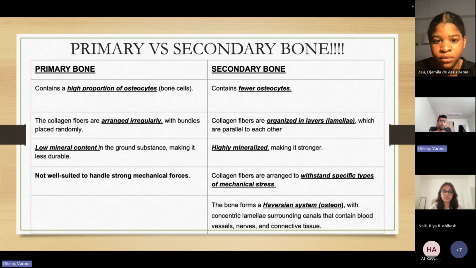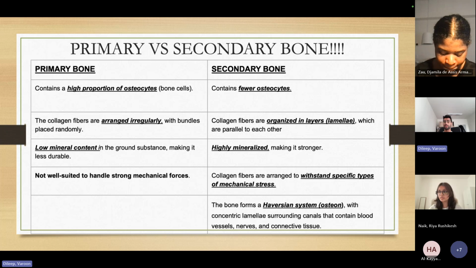Yeah. So now, what is the difference between primary and secondary bone? The primary bones contain a high number of cells, which are the osteocytes, which are just the bone cells, and secondary bone contains fewer osteocytes. The primary bone has more collagen fibers, which are arranged in an irregular way, and they have low mineral content in their ground substance. And this is the reason why they're not very suitable to handle strong mechanical forces.